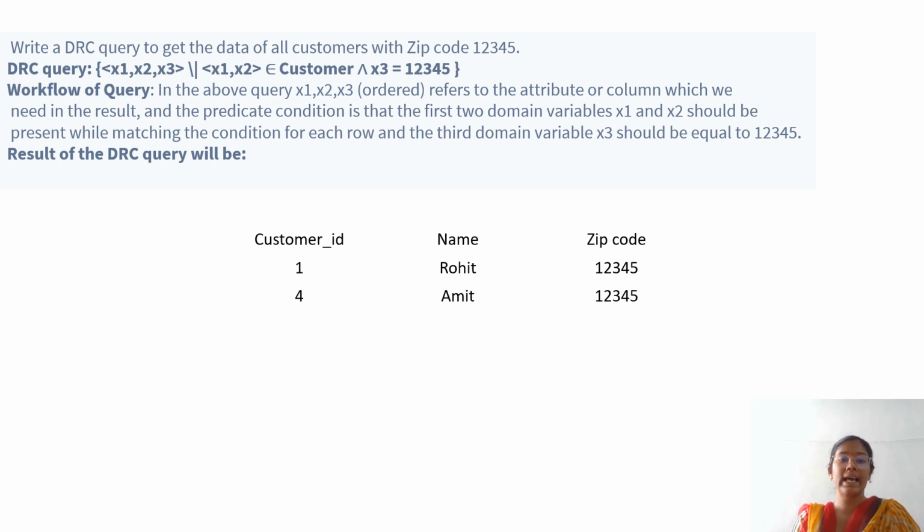Workflow of the query: in the above query, x1, x2, x3 refer to the attributes or columns which we need in the result, and the predicate condition is that the first two domain variables x1 and x2 should be represented while matching the condition for each row, and the third domain variable x3 should be equal to 1, 2, 3, 4, 5. The result is the same as in the TRC query table: Rohit and Amit having the same zip code, 12345.